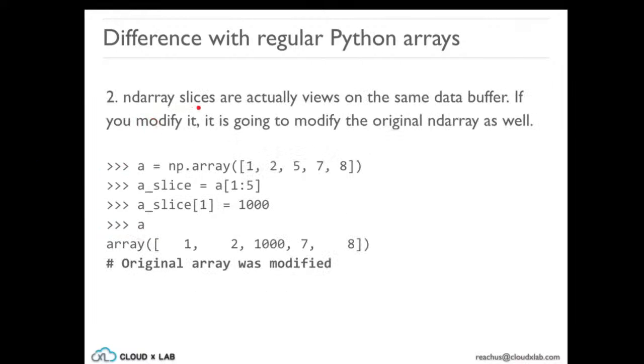Also note that slices are basically just views on the same data buffer. It doesn't get its own buffer. It's basically just a view, like a link to the same data buffer. So if you modify that, it's going to modify the original array also. For example, if I define an array and a slice of it, and if I change the value of the slice, the value is going to also change in the original array. We're going to see this actually happening.